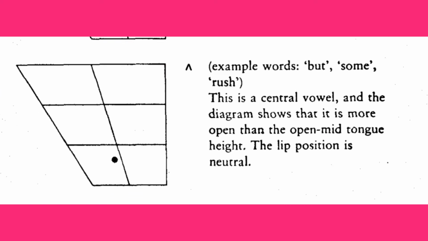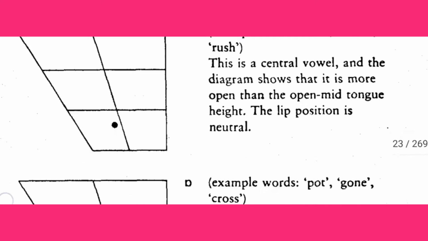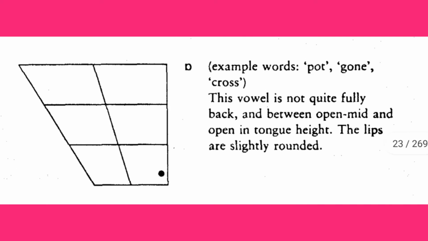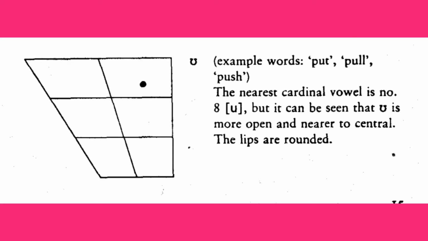Example words: but, thumb, rush. This is a central vowel and the diagram shows that it is more open than the open-mid tongue height. The lip position is neutral. Example words: pot, gone, cross. This vowel is not quite fully back and between open-mid and open in tongue height. The lips are slightly rounded. Example words: put, pull, push.